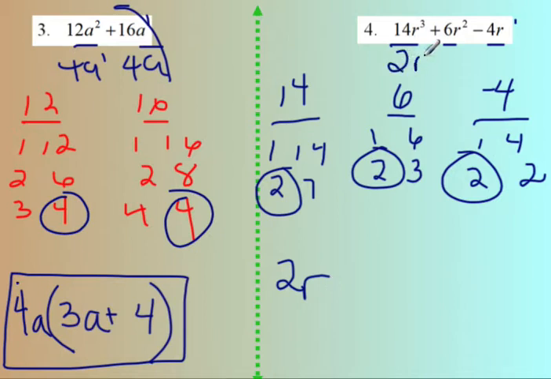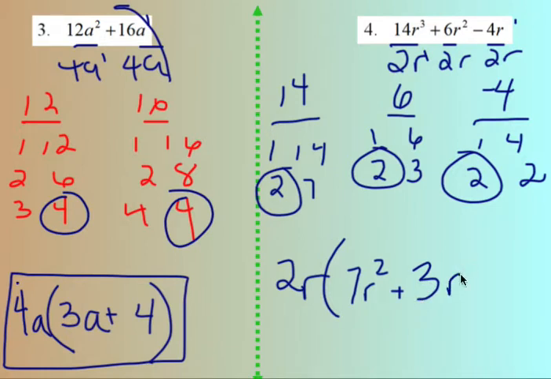So now what I'm going to do is divide each of these terms by 2r. 14 divided by 2 is 7. r cubed divided by r to the first is r squared. 6 divided by 2 is 3. r squared divided by r to the first is just going to be r. And you can write to the first power if you want to, but you don't have to. And then negative 4 divided by 2 is going to be a negative 2, and r over r is going to cancel.